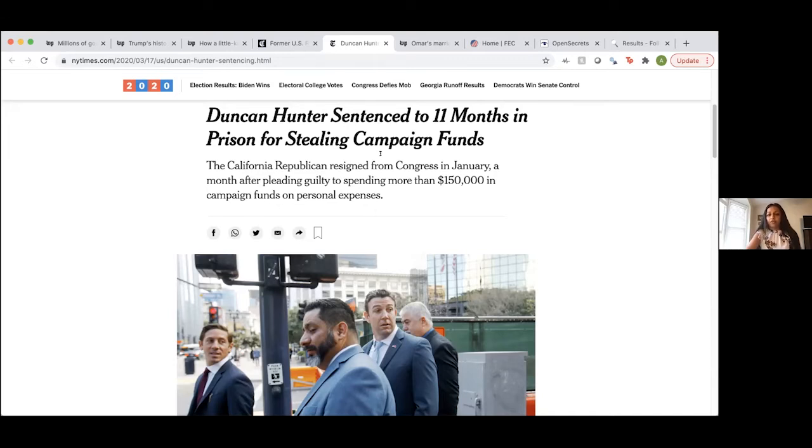So go figure. But these are the details that you can come up with when you're looking at campaign finance records, especially the expenses part of it.